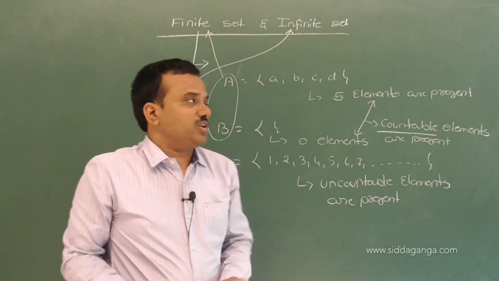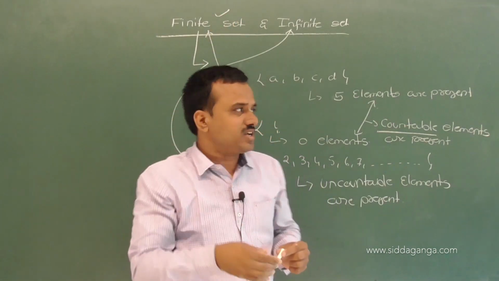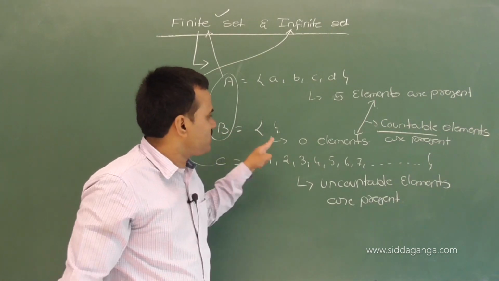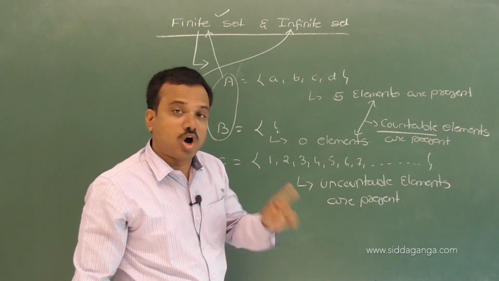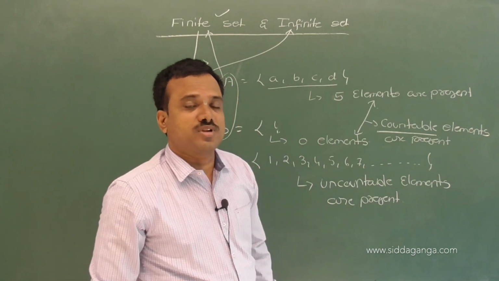So definition. Now I explain the definition. A finite set means a set which is empty. Firstly, a set which is empty is also a finite set, or a set with a definite number of elements.